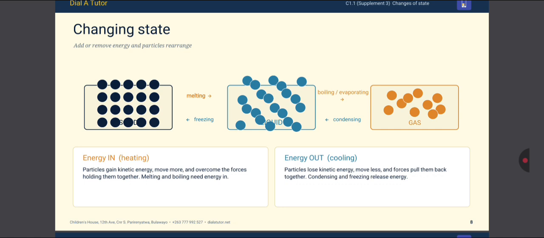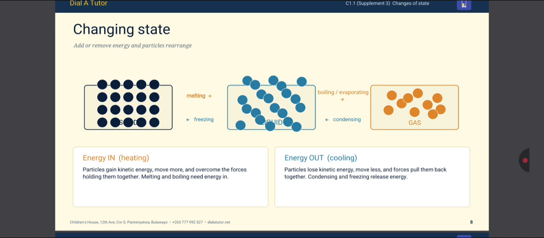Now what we do have here is changing state. You can add or remove energy and particles rearrange. If you add energy, the particles have more kinetic energy and the object will melt or even evaporate. As you can see from the left, there is melting because you're adding heat energy, and then there is also boiling after that middle box there, and then there is evaporating.